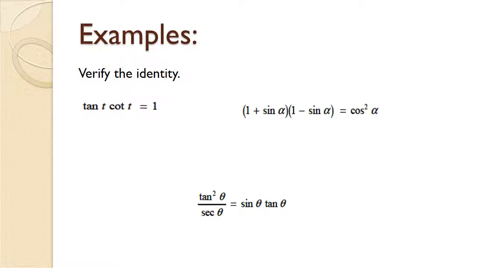Try using the identities to change the left side into the right or the right side into the left. Pause the recording, give these a try, and then resume and we'll talk through them.